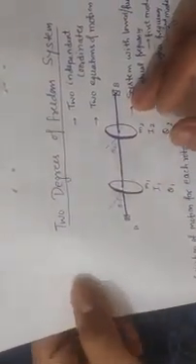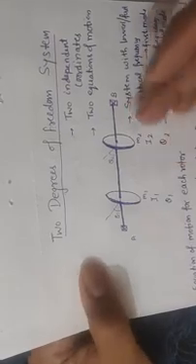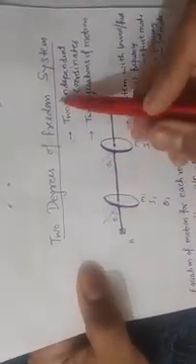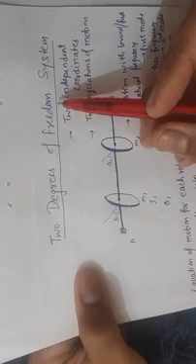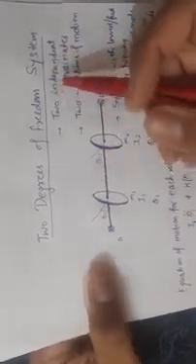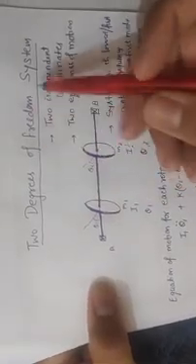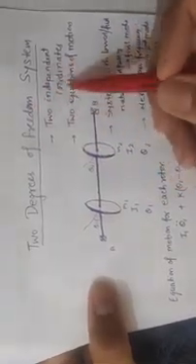Hello everyone. Today we will discuss one more topic from the next unit, the 2 degree of freedom system. Till now we have discussed the 1 degree of freedom system. So now we will study the 2 degree of freedom system. In a 2 degree of freedom system we have two independent coordinates.